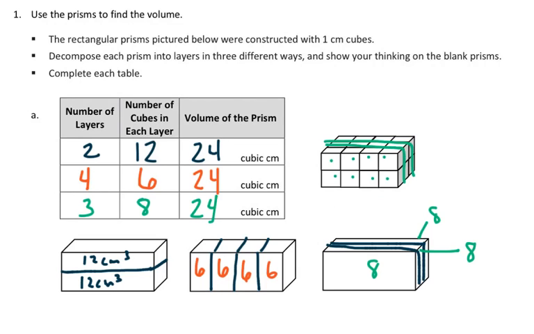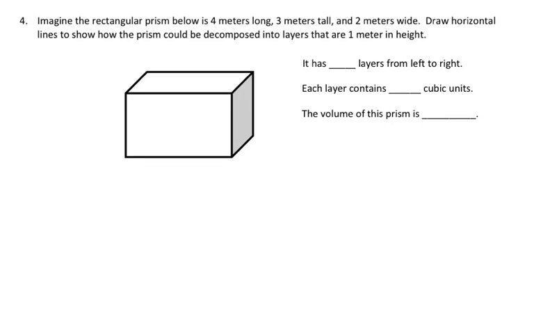Okay. Let's take a look at question number 4. And it says, imagine the rectangular prism below is 4 meters long, 3 meters tall, and 2 meters wide. Draw horizontal lines to show how the prism could be decomposed into layers that are 1 meter in height. Okay, so it's just going to be 4 meters long, 3 meters tall, and 2 meters wide. Okay, so let's see if I can draw this out. I'm going to partition this into 4 sections here.